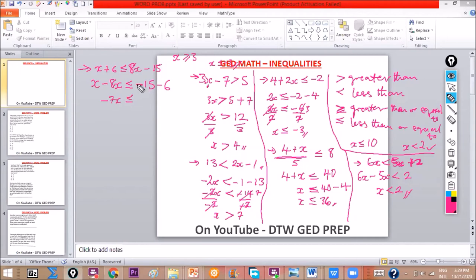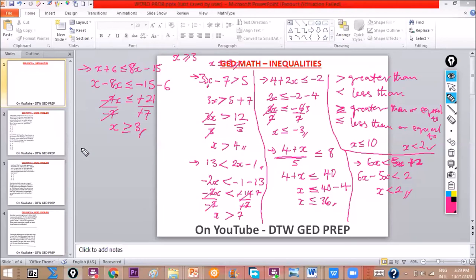We have this sign here. A negative 15 and a negative 6 will give us negative 21. So here we divide by a negative 7, divide by a negative 7, and our sign would change to greater than or equal to. This would cancel out. We are left with x. This negative will cancel out this, and 7 in 21 will go 3 times. Okay, great. You got it. Great work.